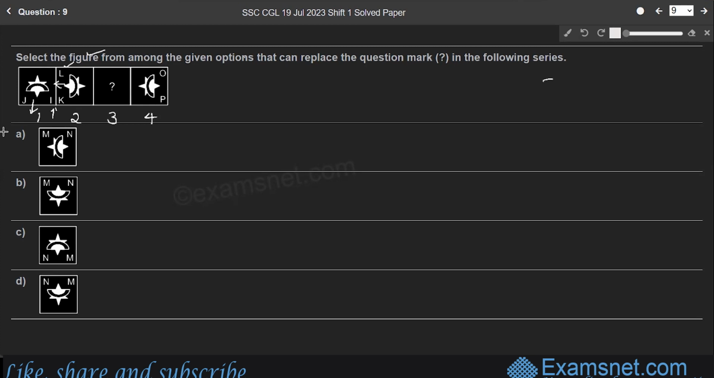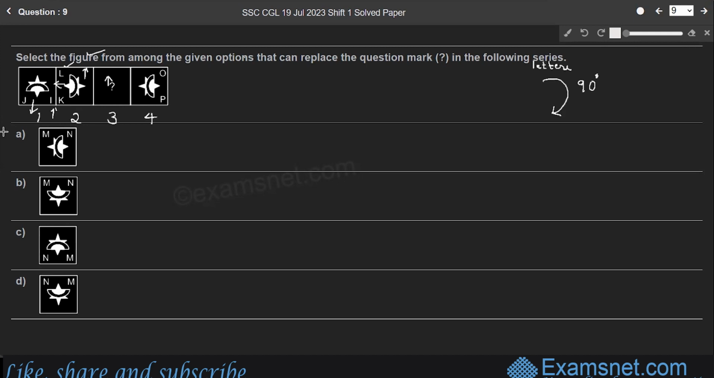Therefore, in the next figure, the figure is rotated through 90° in clockwise direction, and the letters are on either side of the figure, right? Therefore, in the third figure, the letters should be, so what are the letters here? Immediate next letters of L, right? So K, L, M, N are the letters, and the direction of the figure should be upwards, because we have to rotate the figure through 90°. Therefore, it should face upwards, right?